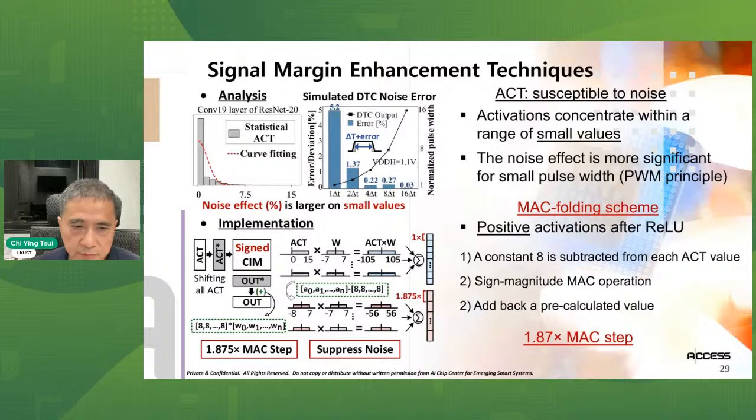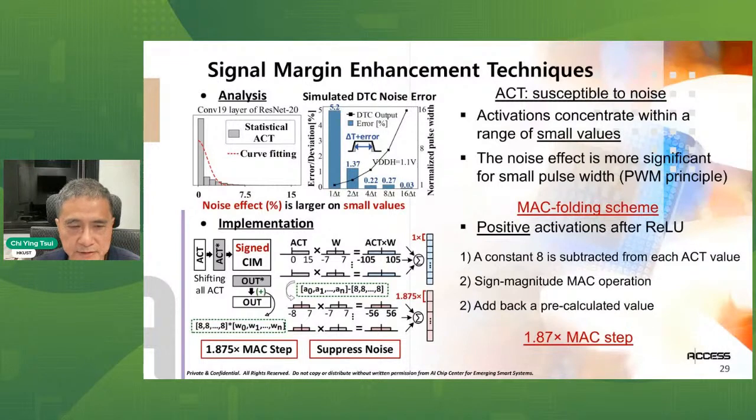But now if we do a shifting first, we subtract the activation by a constant. For example, we subtract the activation by 8, so the representation is now -8 to 7. When you multiply -8 to 7 with the weight of -7 to 7, your dynamic range is from -56 to 49. You only need to represent the absolute value, which is 56. Compared with the original dynamic range of 105, we reduce the dynamic range by almost half, so that you can achieve a larger step size.